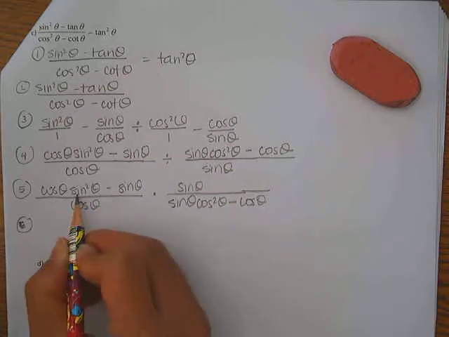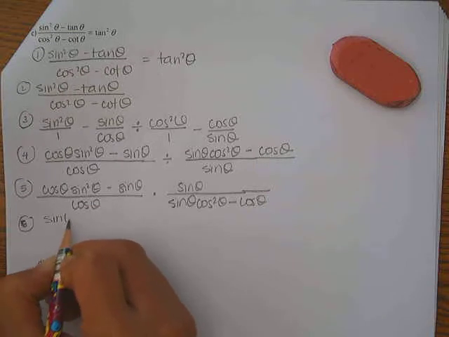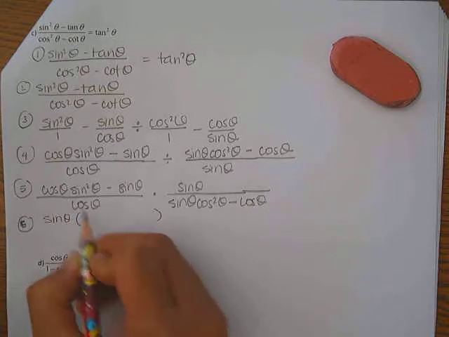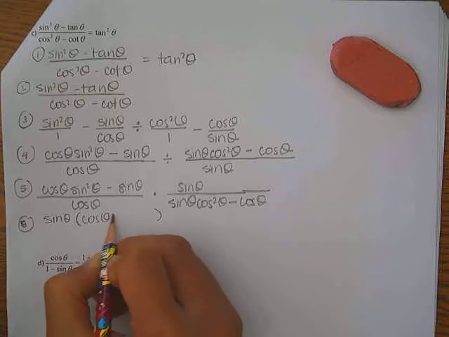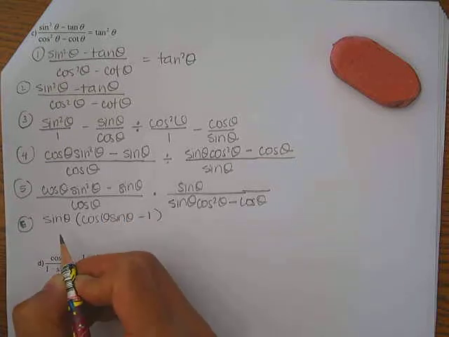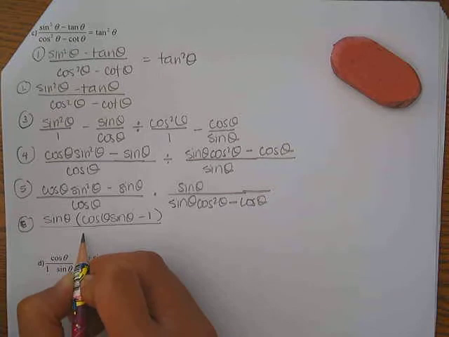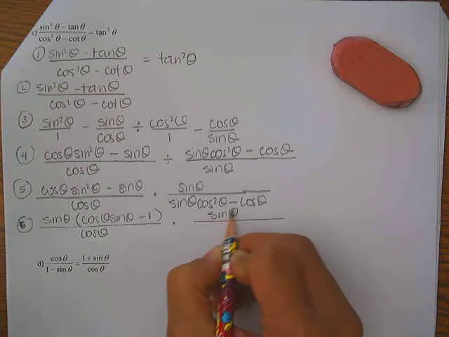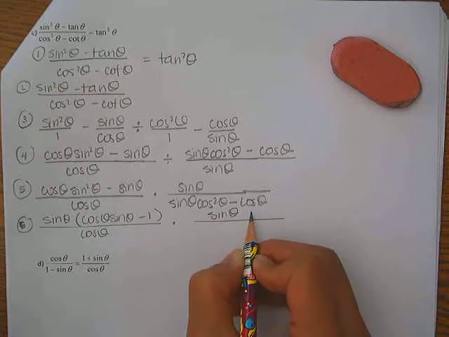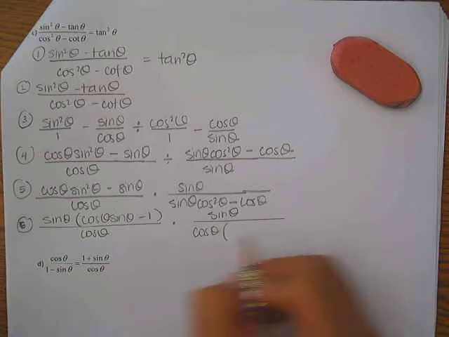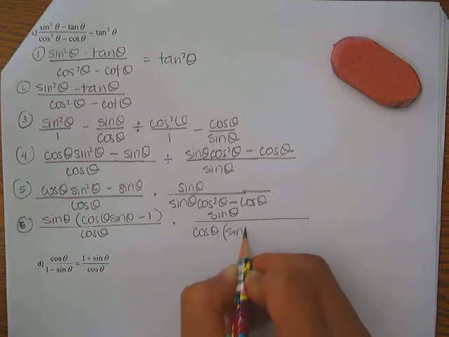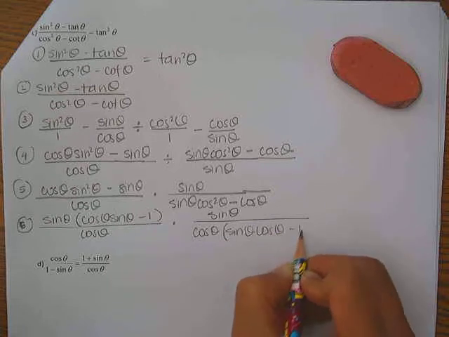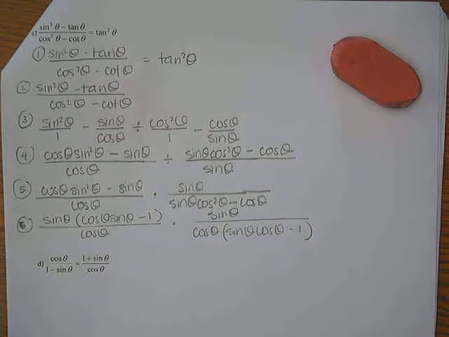Okay, so this one looks like I have a sine of theta in common. So pull that out. That means I'm left with cosine of theta times sine of theta minus 1 all over my denominator, times sine of theta divided by, this one has cosine of theta in common. So pull that out. I have sine of theta times cosine of theta minus 1. Okay. Did that help at all? Did that help us at all in any shape or form?